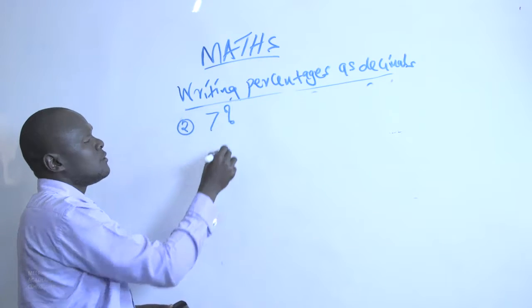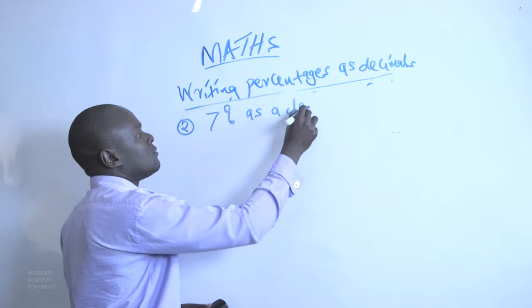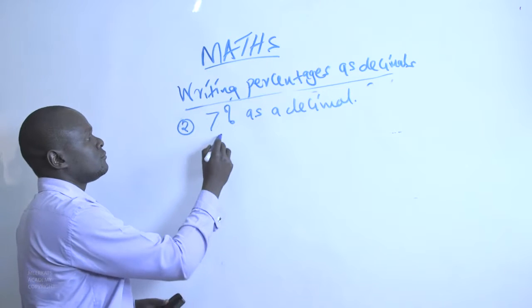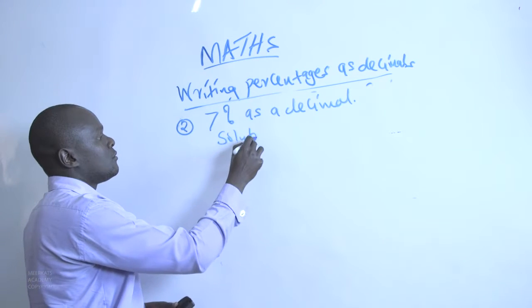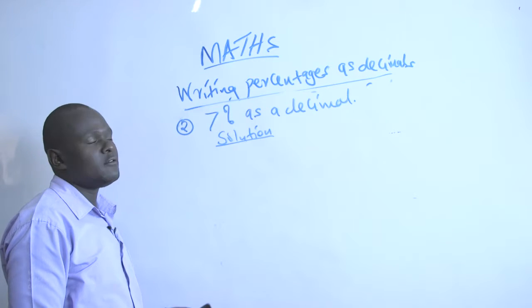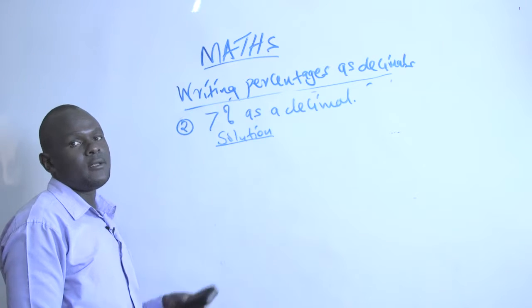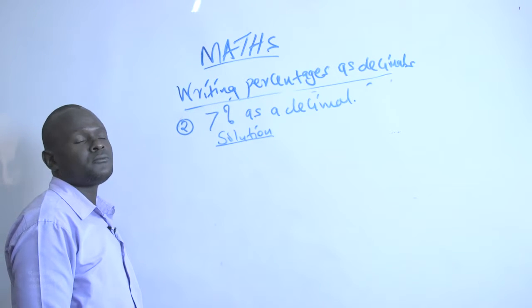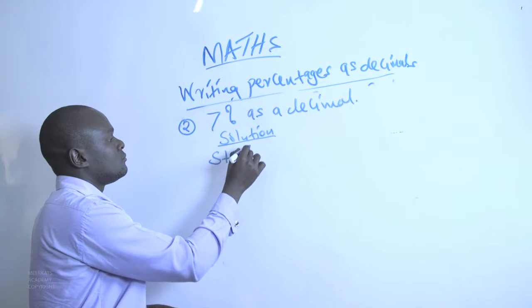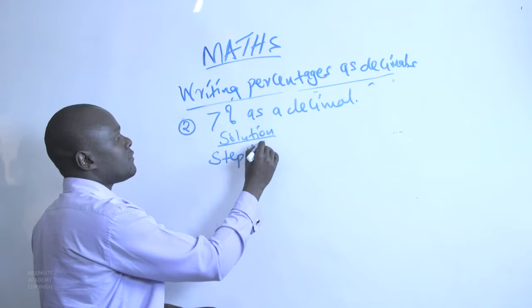Expressing 7% as a decimal. The steps that we have just mentioned in the first example will apply in this example also. We express 7% as a fraction.